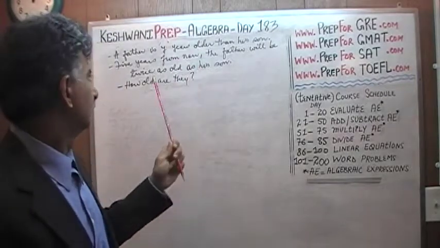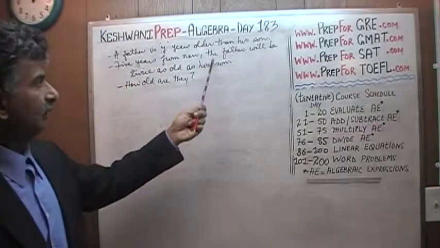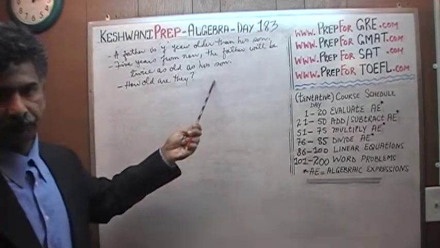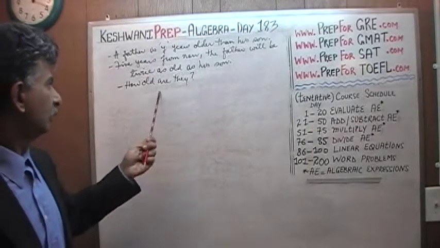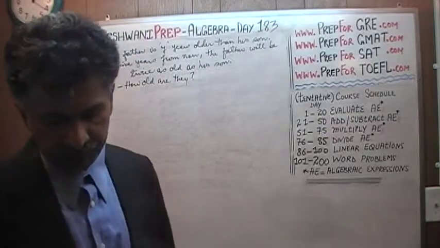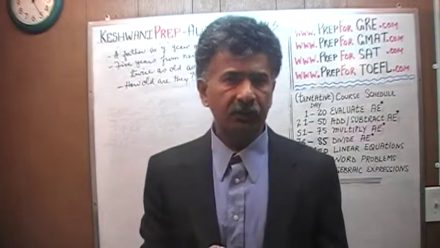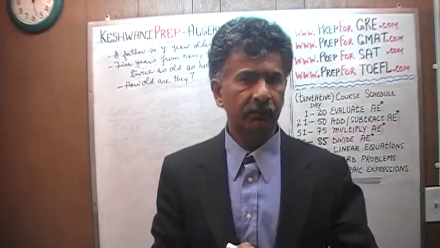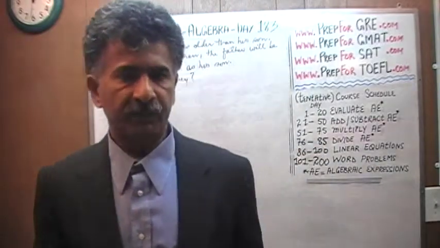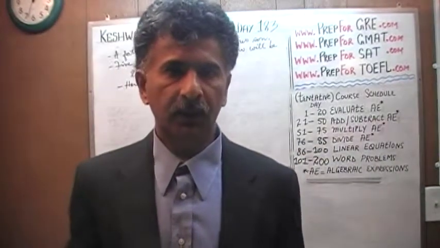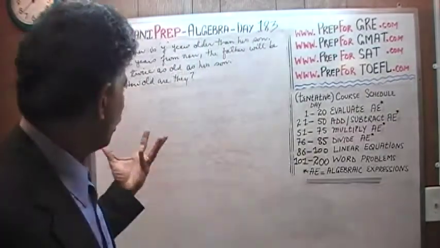Y for years. We are further told that 5 years from now, the father will be twice as old as his son. 5 years from now, father's age is going to be 2 times his son's age. The question simply is, how old are they? Very simple, very straightforward question. Now notice that because we are given no numbers at all, these are all variables. Therefore, the answers that we're going to provide are also going to be in terms of other variables. So, how old are they?